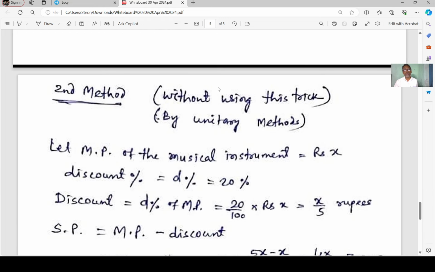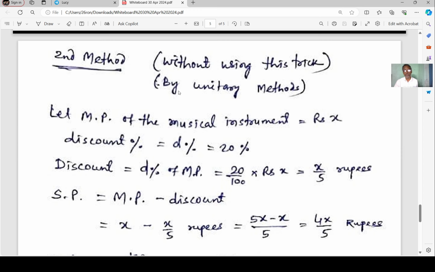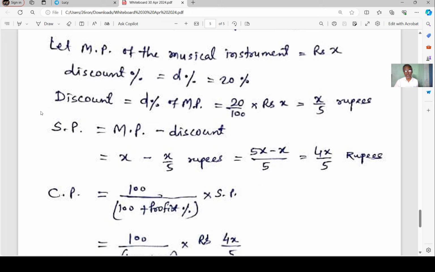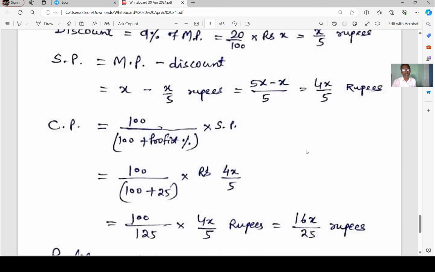Second method, without using the trick, by using the unitary method. Let marked price of the musical instrument be rupees X. Discount percent D equal to 20%, and discount is equal to D percent of MP. Hence 20 by 100 into X, this is equal to X by 5 rupees. Sale price is equal to marked price minus discount. This is equal to X minus X by 5, which is 5X minus X by 5. This is equal to 4X by 5 rupees.